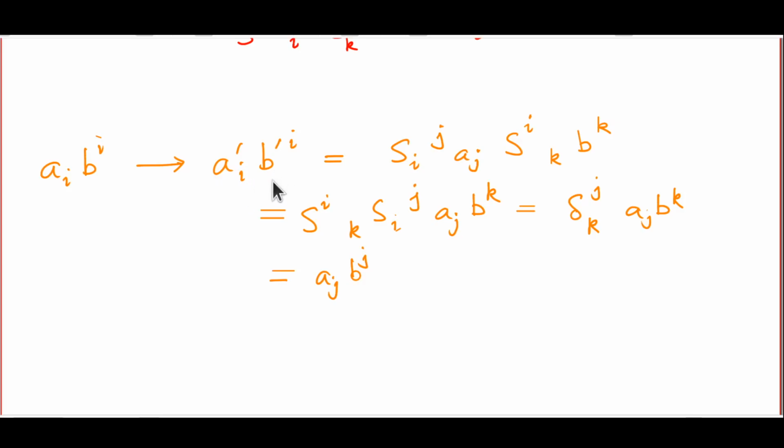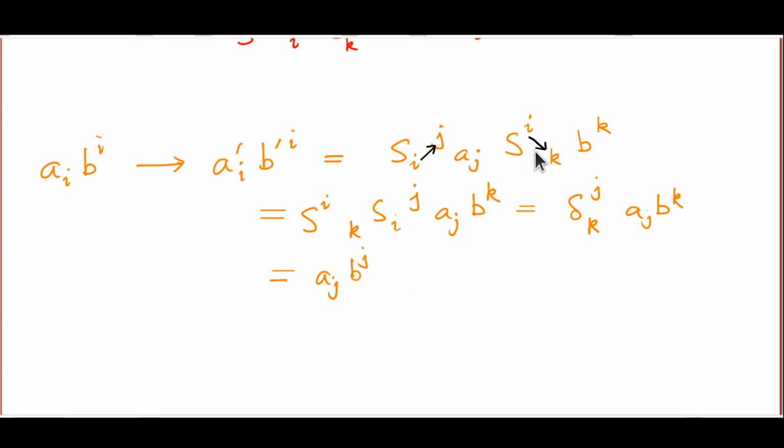But a prime i is S_i^j a_j, with i and j going in this direction, the indices on this kind of diagonal from bottom left to top right, whereas b prime i is S^i_k b^k, where the indices go like this.